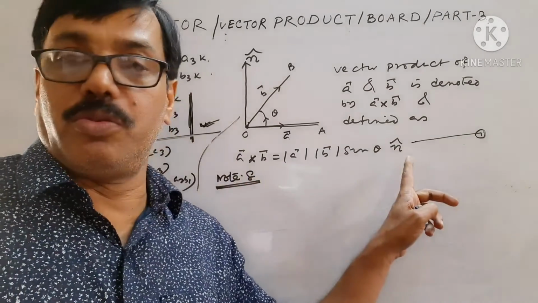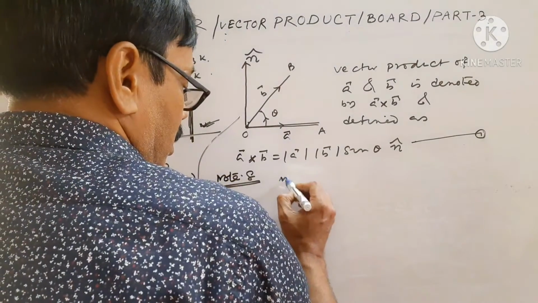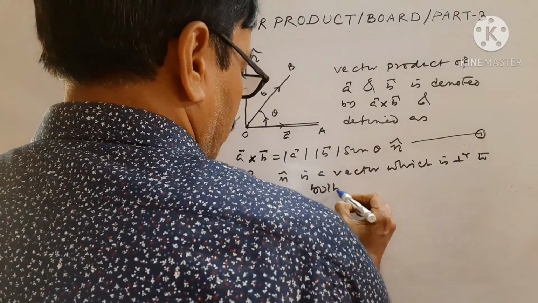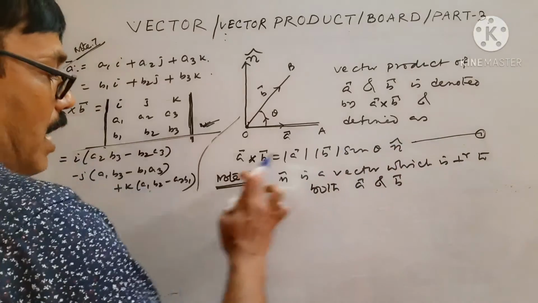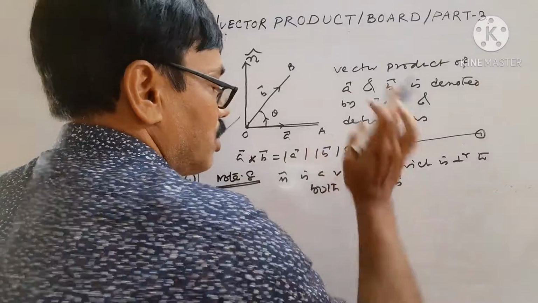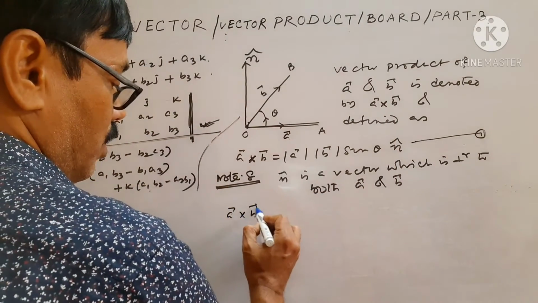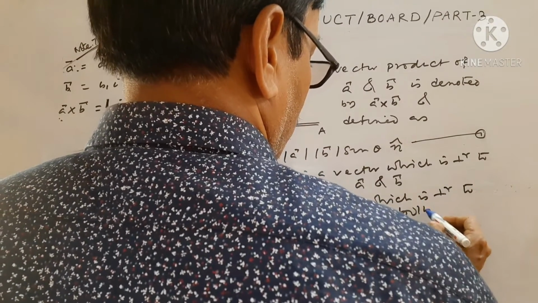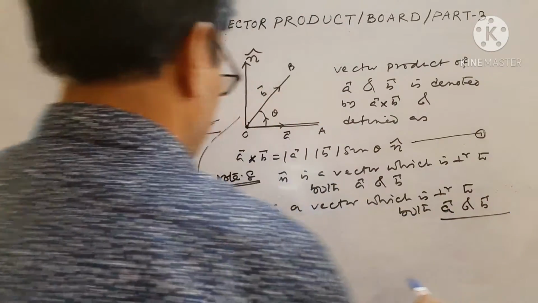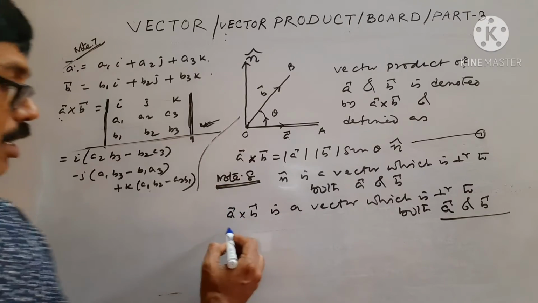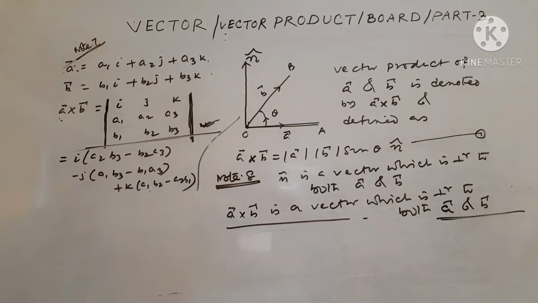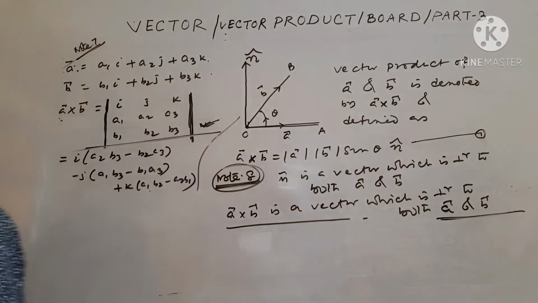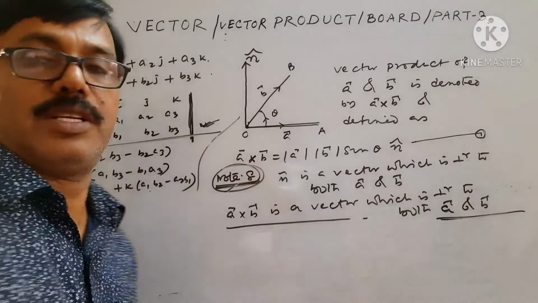Now A cross B equals this. So n cap is a vector which is perpendicular to both A and B. So from 1, n cap and A cross B have the same direction. So this implies A cross B is a vector which is perpendicular to both A and B. This is the most important result. A cross B is a vector which is perpendicular to both A and B. So we solve some problems using this result.